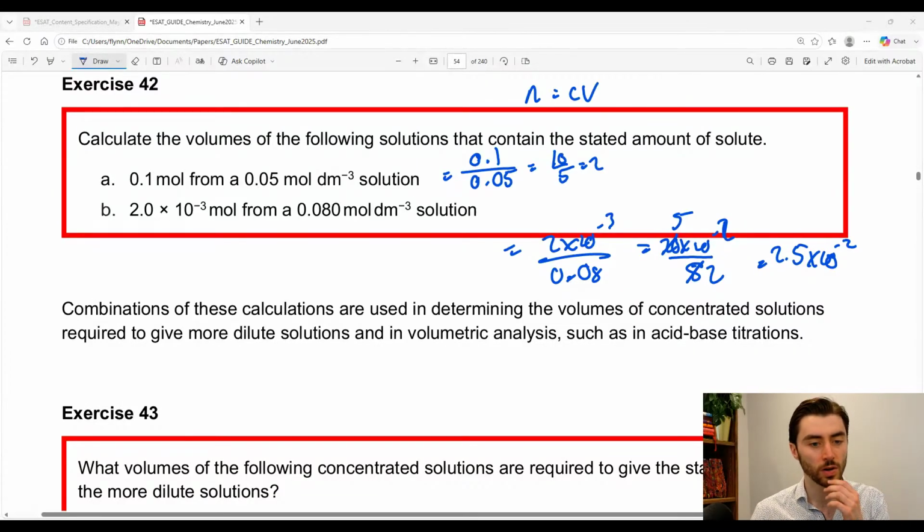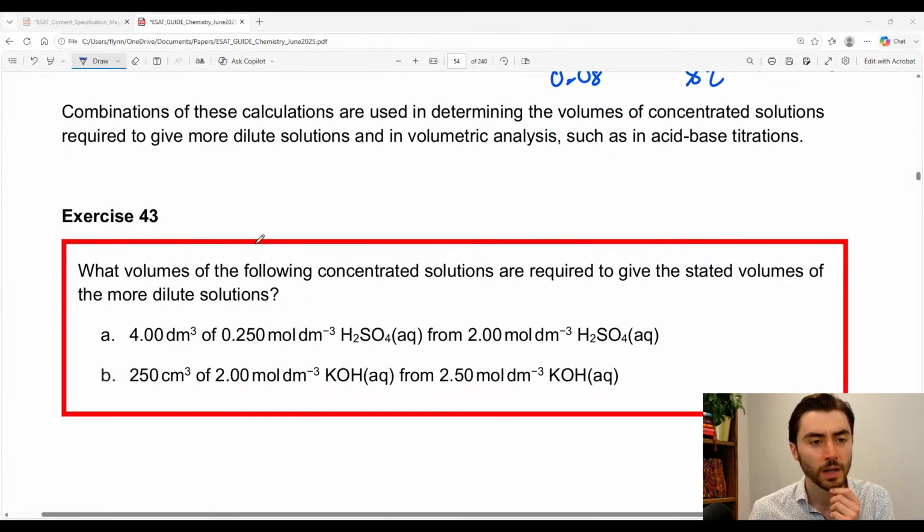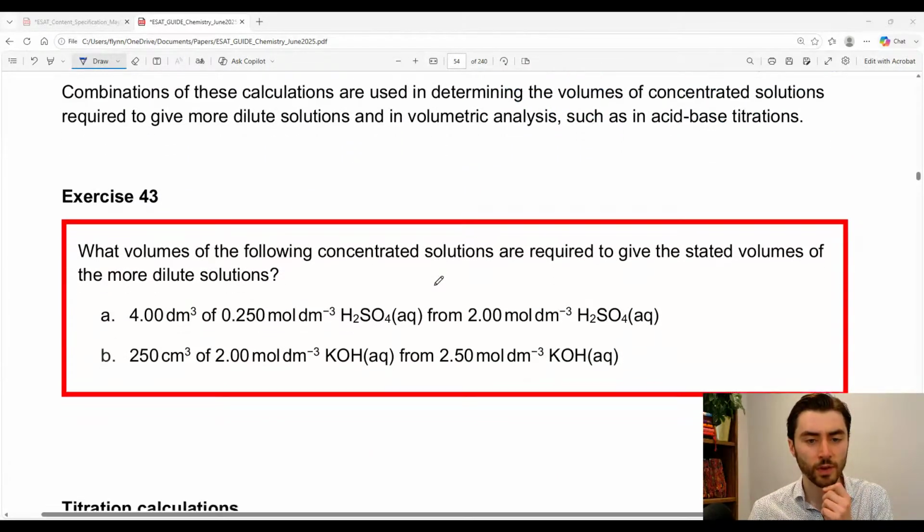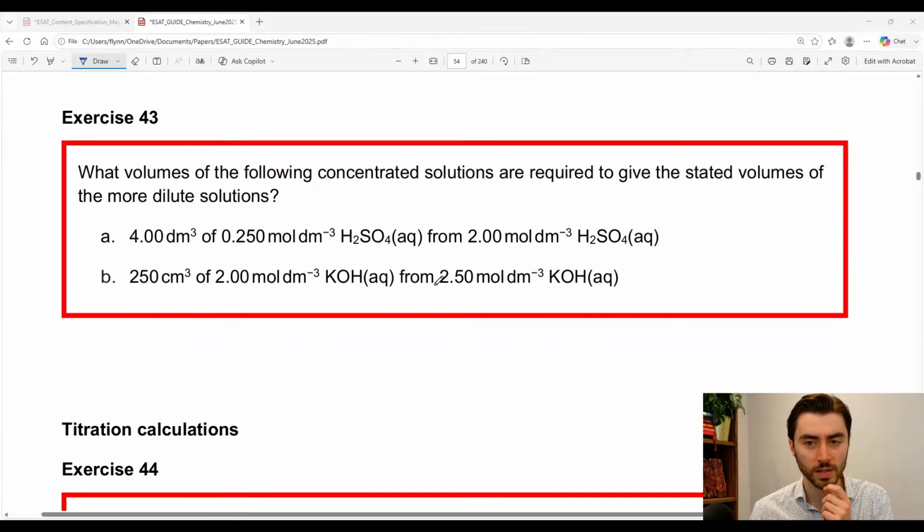So these are all going so super well. What volumes of the concentrated solutions are required to give the stated volumes of more dilute? I'll just answer the question. So, what volumes of the following are required to give the stated volumes of more dilute? Okay, so let's work out. So that means that's a quarter of that.